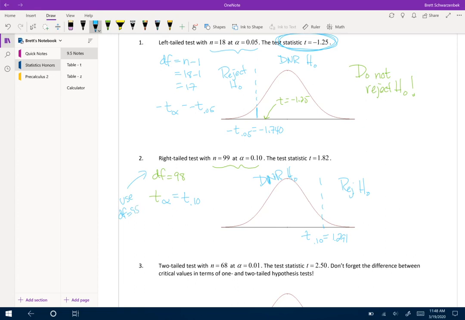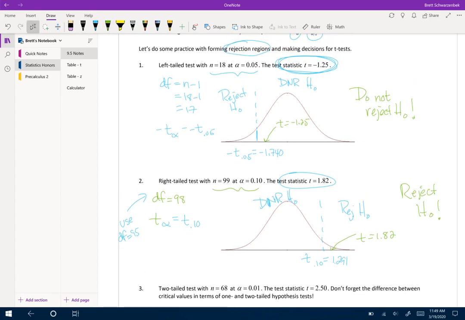There you go. So in this scenario, our test statistic is 1.82. 1.82 falls somewhere over here to the right, which clearly falls in our rejection region. So we can clearly make our decision of reject h0. Okay, in these scenarios, just remember with one-tailed tests, we're doing either negative t sub alpha or positive t sub alpha.